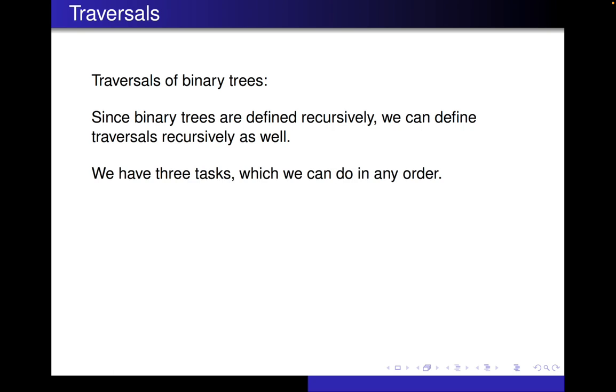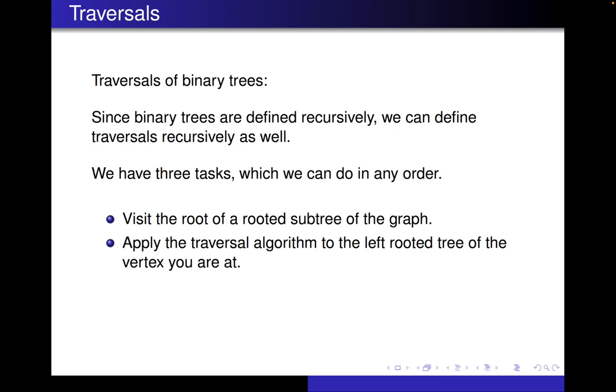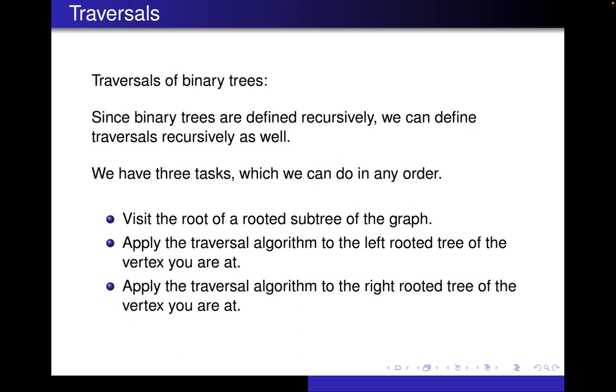So in general, we're going to have 3 tasks that we're going to do in an algorithm for finding a traversal of binary trees, and we're going to do these in different order. And in general, we can do them in any order that we want. We can visit the root of a rooted subtree of the graph that we're on. We can apply the traversal algorithm to the left rooted tree of the vertex where we are at. Or we can apply the traversal algorithm that we're going to use to the right rooted tree of the vertex where we're at.